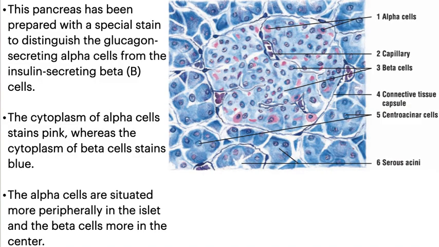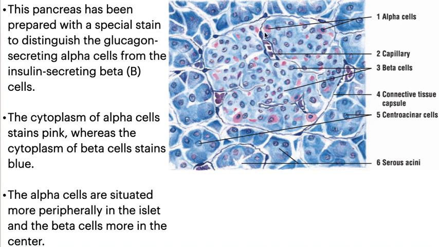Because we cannot identify the individual cells in H&E stain, this pancreas has been prepared by a special stain to distinguish the glucagon secreting alpha cells from the insulin secreting beta cells. Capillaries, yes, simply because it is an endocrine organ. Now, the cytoplasm of the alpha cells stains pink, whereas the cytoplasm of the beta cells stains blue.